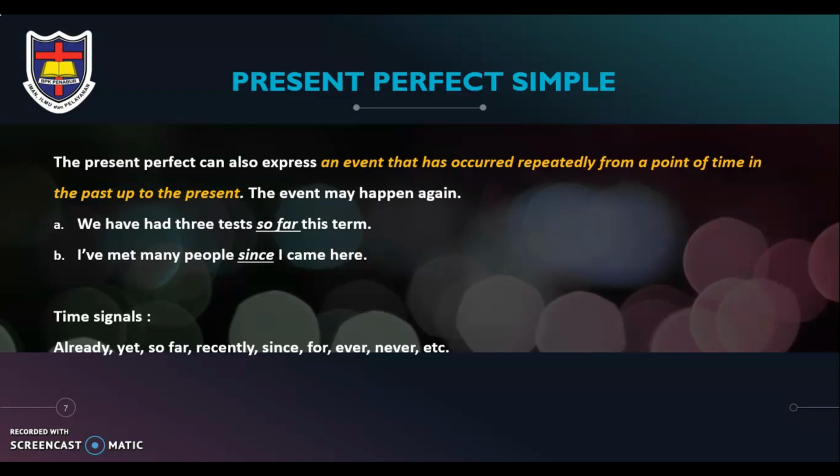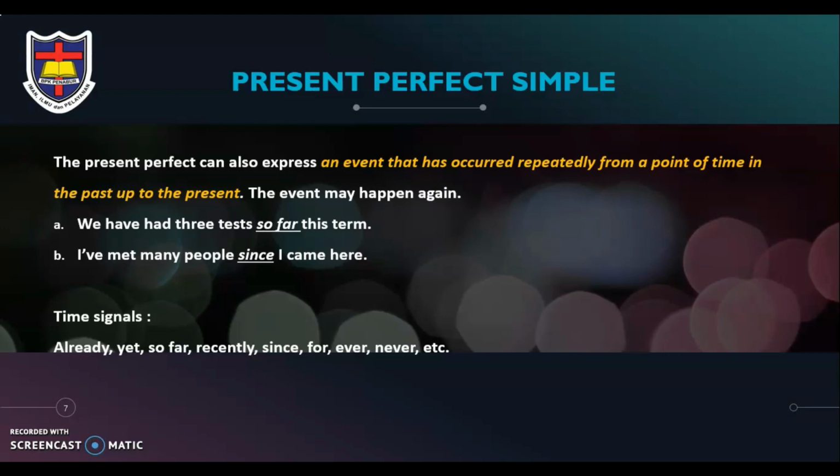The present perfect simple can also express an event that has occurred repeatedly from a point of time in the past up to the present. As I told you before, the present perfect simple can be used to express an activity that started in the past, and now we know the result, we can feel the result of the event. That is the example. We have had 3 tasks so far this term. This event may happen again. You may have the 4th, the 5th task, and so on.